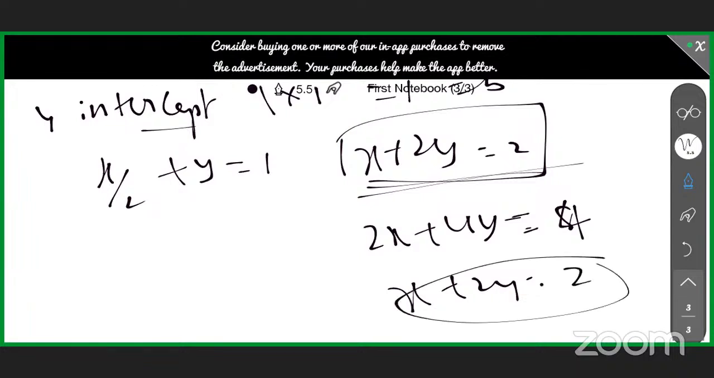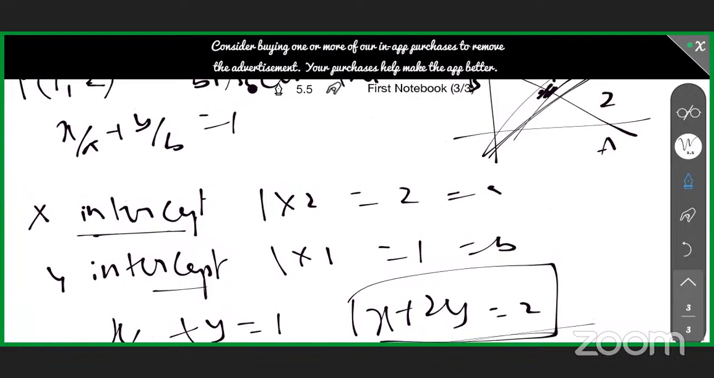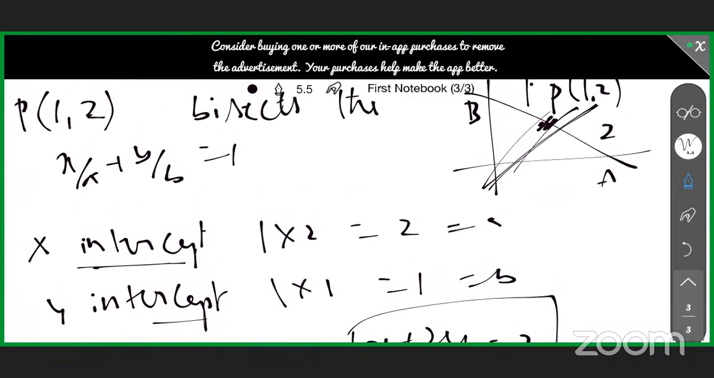So then you take this as 1 or 2 or 3. At the end, when you take common, you will get the same equation. So instead of taking 2, 3, 4, and so on, I take generally 1 unit.